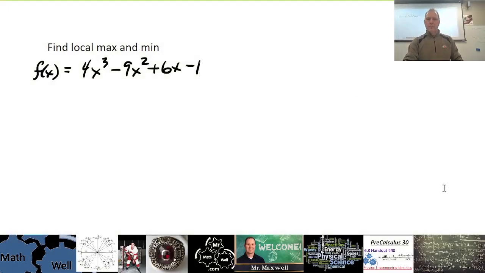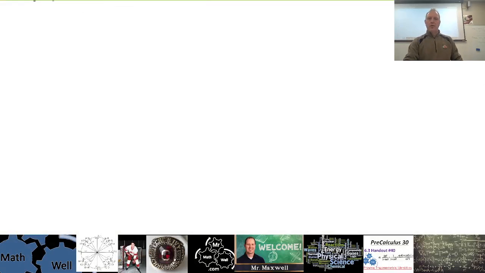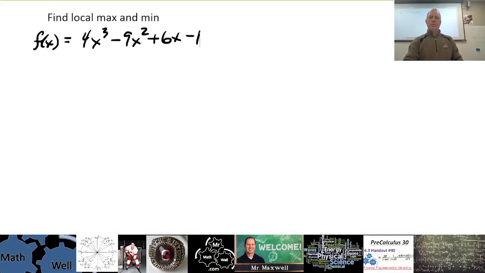All right, so if we're finding the local max and min for a polynomial, what we want to remember is that any local max or min that will occur will be at critical numbers, right? So the critical numbers are where the derivative is going to equal 0. So to find local max and min, given a function, we want to find the critical numbers. So we'll first find the derivative.